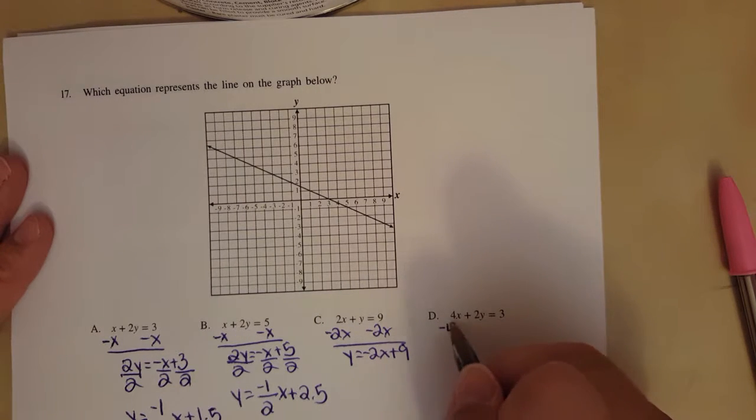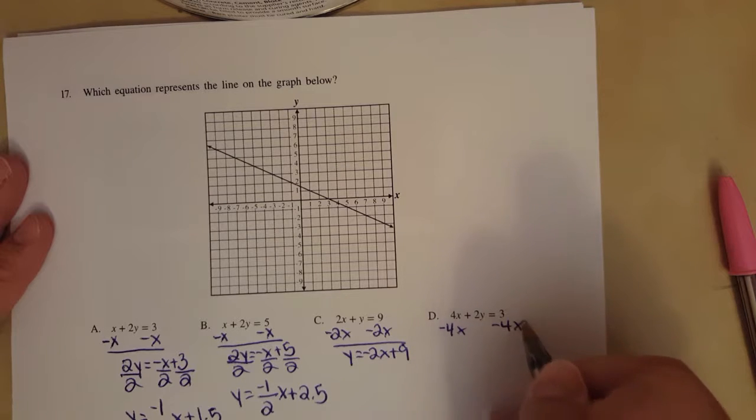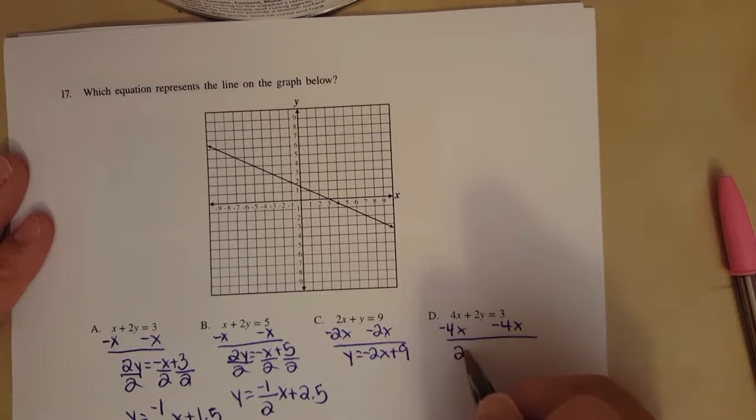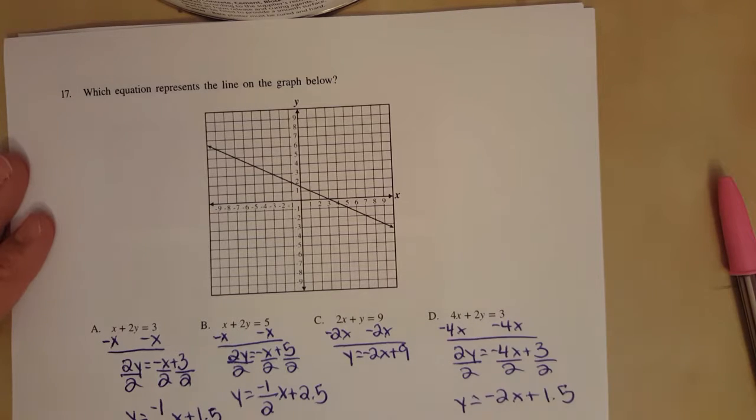And answer choice D, I'm going to subtract my 4x. I get 2y equals negative 4x plus 3. Then I'm going to divide by 2 in all my parts. I get y equals, now negative 4 divided by 2 is negative 2. And 3 divided by 2 is 1.5.